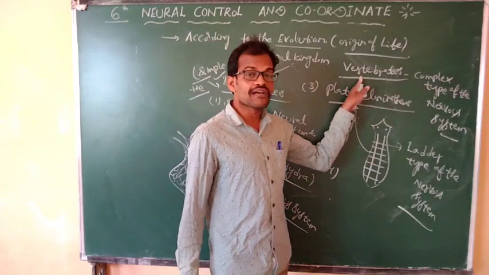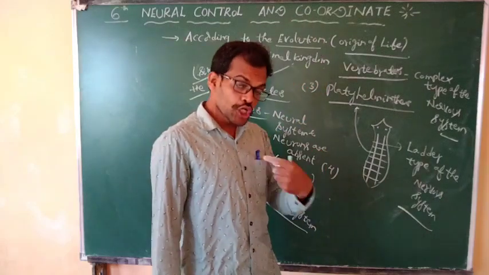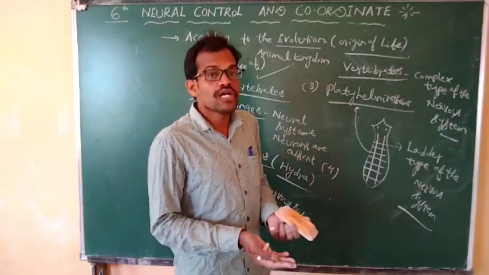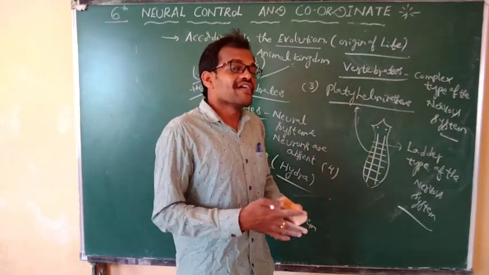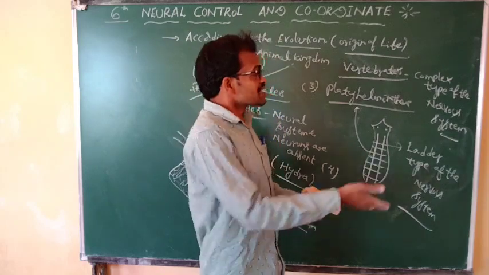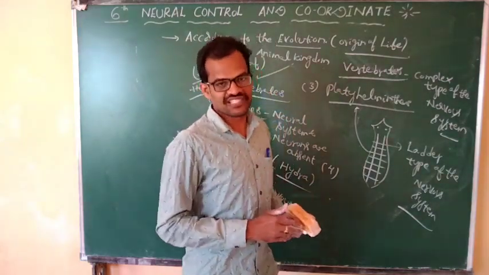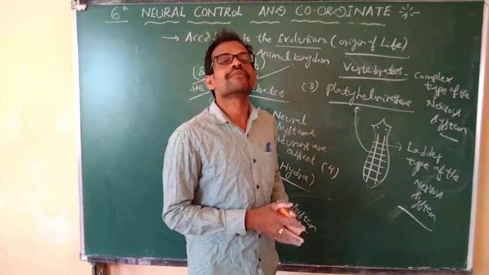In vertebrates, that is fishes, amphibians, reptiles, aves and mammals including human beings, the physiological activities are more and the body is more complex. Whenever the physiological activities are more, a complex type of nervous system exists, as in human beings.